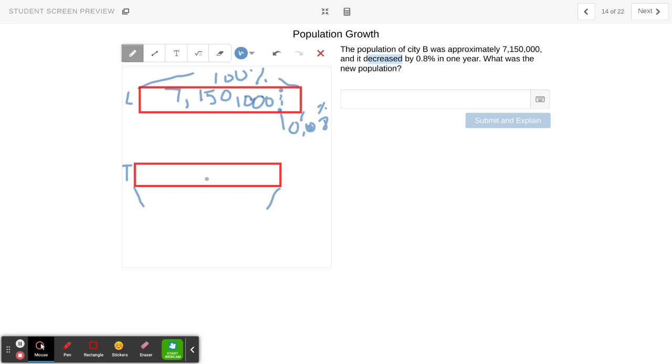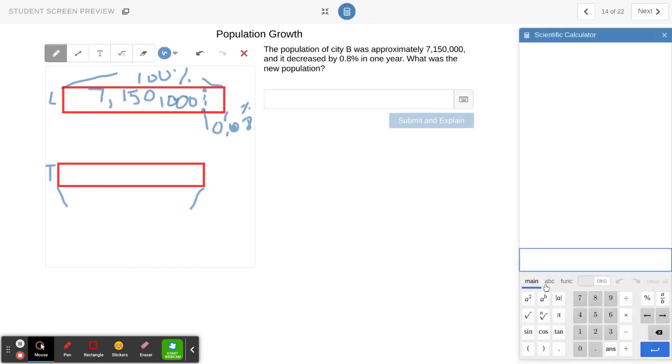So I know what's left is going to be 100% minus the 0.8% that got cut off, right? So that leaves us with 99.2% of the original amount. So if I want to solve this, I'm literally just going to have to find that. So I change 99.2 into a decimal because it's a percent. So that would be 0.992.